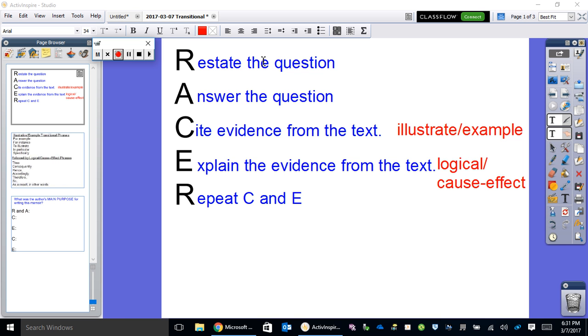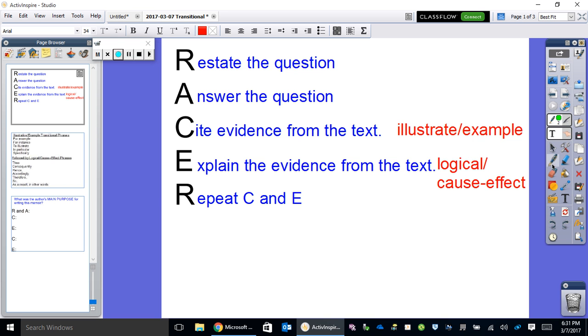First thing is to restate the question. The second part is to answer the question. The third part is to cite evidence from the text. And the next part is to explain evidence from the text. And last but not least, this final R means to repeat steps C and E at this point.